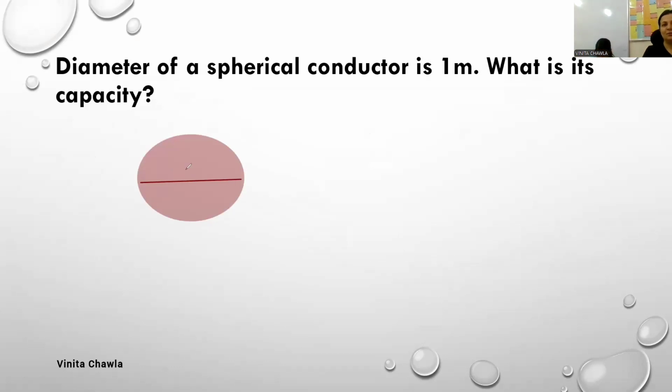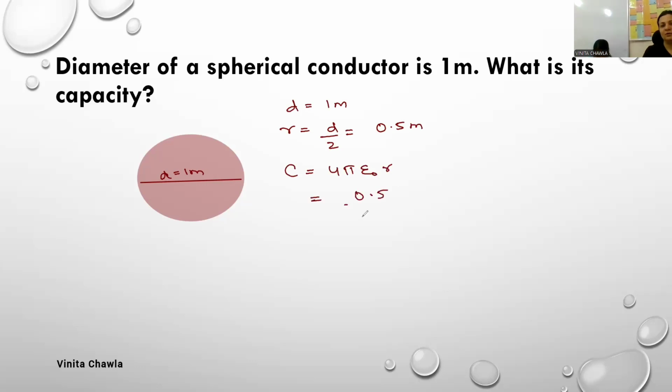Diameter is 1 meter. What is the capacity of this spherical conductor? Because diameter is 1 meter, we can easily find radius, right? Radius is 0.5. Because capacitance of a spherical conductor is 4 pi epsilon naught R. Put the value here, 0.5 upon 9 into 10 raised to the power 9. And your answer is? 55.5 picofarad.